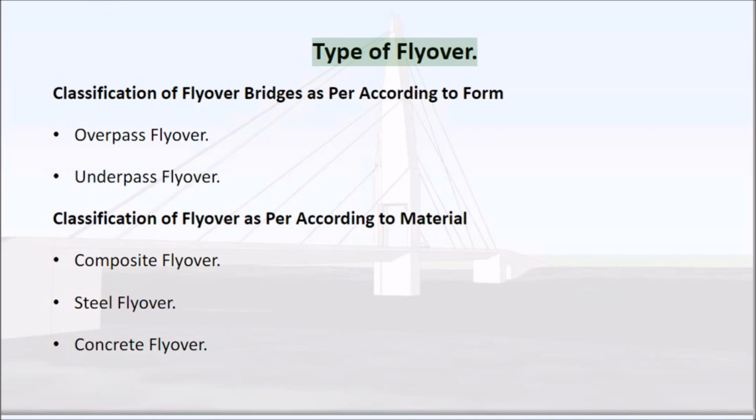Types of flyover. Classification of flyover bridges according to form: overpass flyover, underpass flyover. Classification of flyover according to material: composite flyover, steel flyover, concrete flyover.